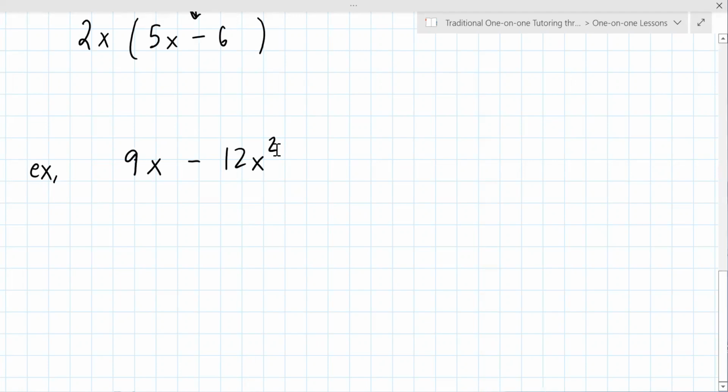All right, how are you doing on this one? My final answer was 3x(3x minus 4). So when you divide both of these by 3x, this one I just switched up a little bit on you. 9 divided by 3 is 3, but the x's cancel. So just 3 here. 12 divided by 3 is 4. X squared over x gives you just x.